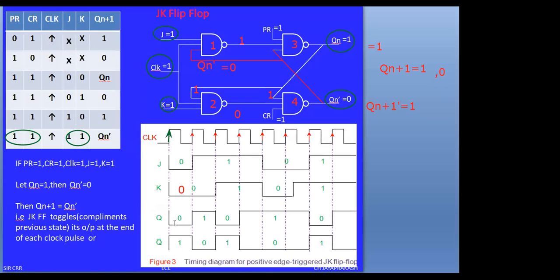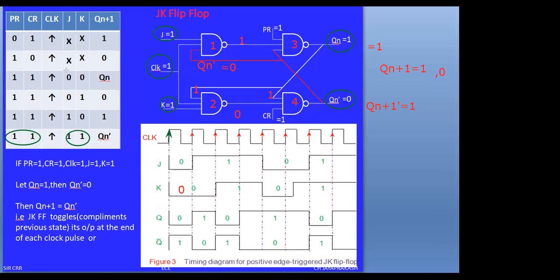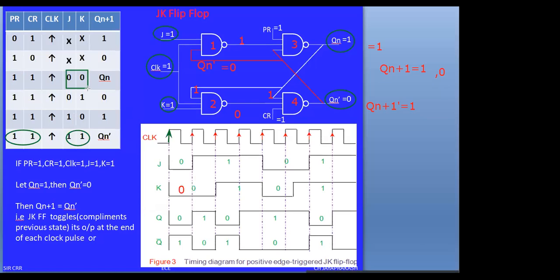Therefore, when both are 0 0, you can see in the functional table, when J is 0 and K is 0, as we know for the SR flip-flop, there is no change in the state, that is, the previous state will remain, that is, the next state will be equal to the present state.